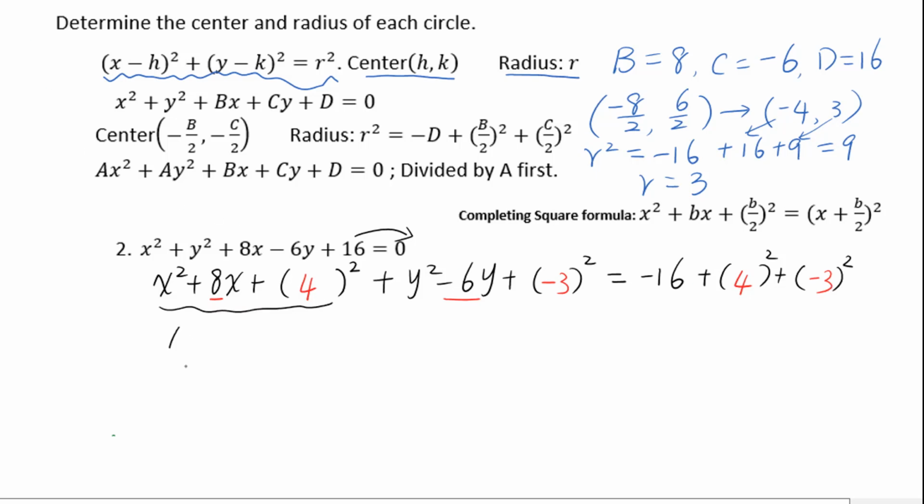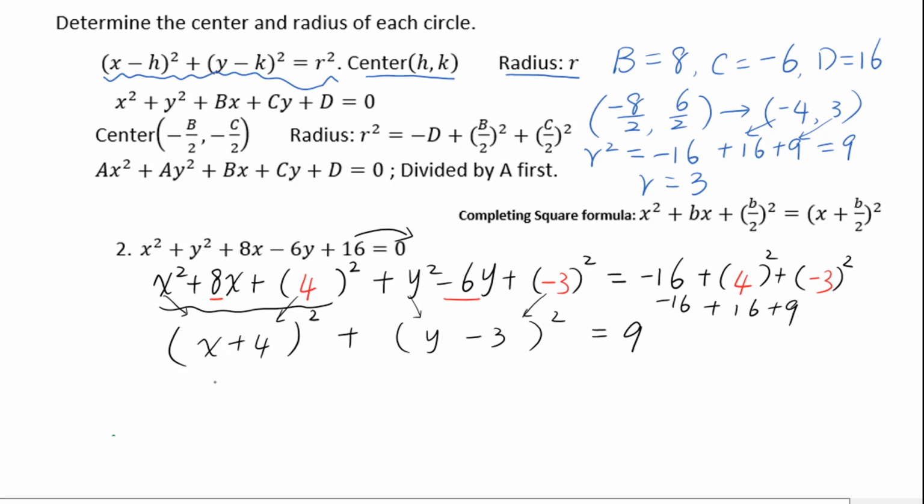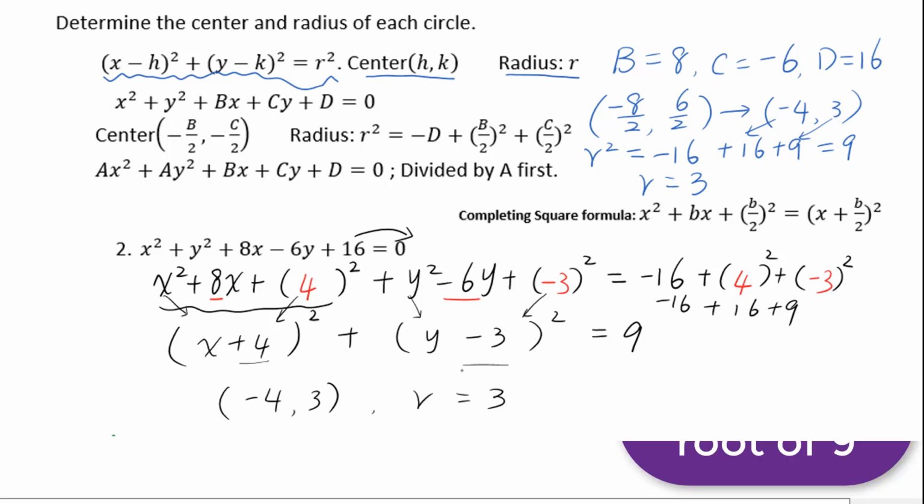With these, you will get the completing square. From here it is x, and this is a plus 4. Then plus, this is y, and this is a minus 3, equals. Work this out: negative 16 plus 16 plus 9. That equals 9. So the center will be the opposite of this, negative 4, and the opposite of this, 3. Then the radius equals 3. You can compare these two methods and find out which one is easier for you.